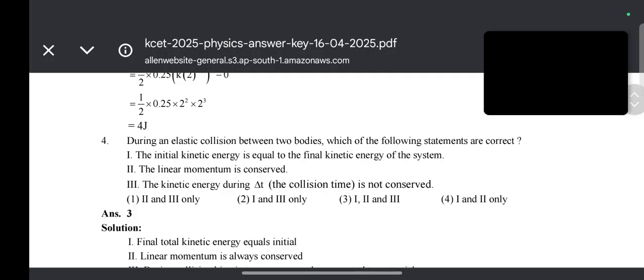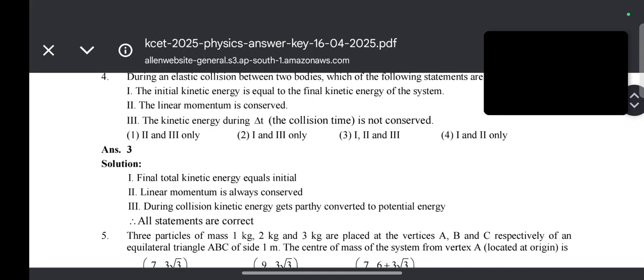Next, the fourth question. During an elastic collision between two bodies, which of the following statements are correct? The initial kinetic energy is equal to the final kinetic energy of the system. The linear momentum is conserved. The kinetic energy during the collision time is not conserved. The options are: second and third only, first and third only, first, second and third, first and second only.